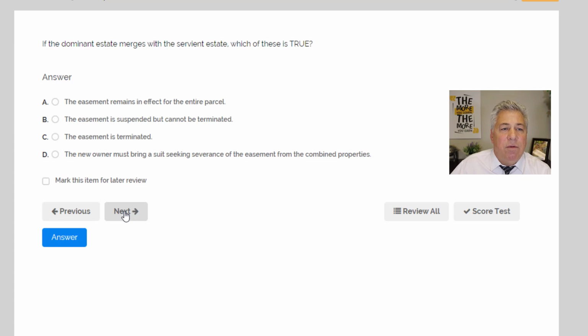Exam prep question number 13. If the dominant estate merges with the servient estate, which of these is true? A, the easement remains in effect for the entire parcel. B, the easement is suspended but cannot be terminated. C, the easement is terminated. And D, the owner must bring a suit seeking severance of the easement from the combined properties. Wow. Okay.